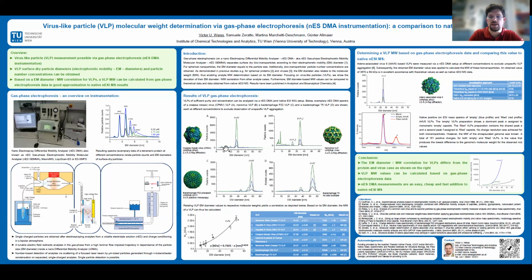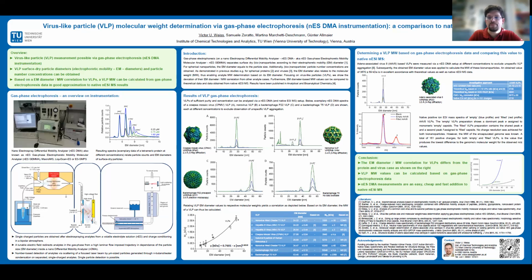starting from a cowpea mosaic virus and ending up with some very large VLPs originating from a bacteriophage. Luckily, it was also possible to obtain molecular weight values via mass spectrometric means. And we took these data points together with data from literature and combined this information in such a correlation where we plotted the electrophoretic mobility diameter of the VLPs on the x-axis and the mass spectrometric determined molecular weight value of VLPs on the y-axis.